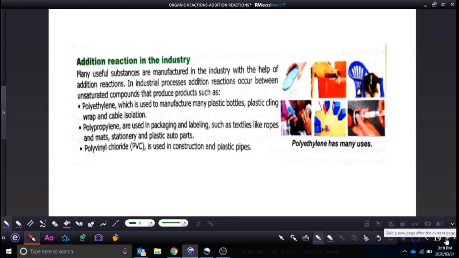So, addition reactions in the industry, where do we use them? We use them as polyethylene, which is used to manufacture many plastic bottles, plastic cling wrap, and cable insulation. Polypropylene, we use this addition reaction to form textiles, and PVC to make plastic pipes.